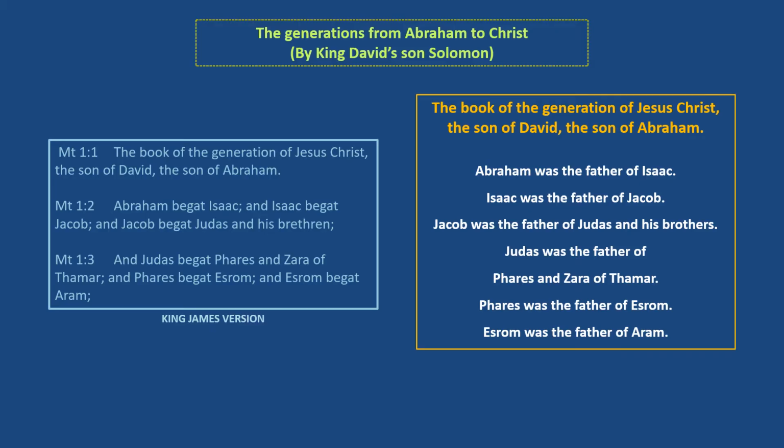The Generations from Abraham to Christ by King David's son Solomon. The book of the generation of Jesus Christ, the son of David, the son of Abraham. Abraham was the father of Isaac. Isaac was the father of Jacob. Jacob was the father of Judas and his brothers. Judas was the father of Phares and Zara of Thamar. Phares was the father of Ezram. Ezram was the father of Aram.